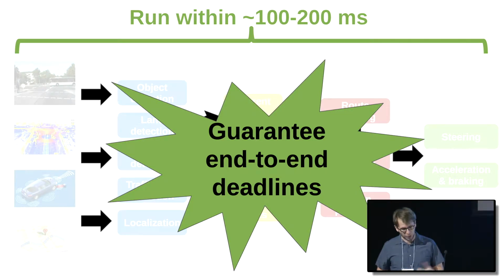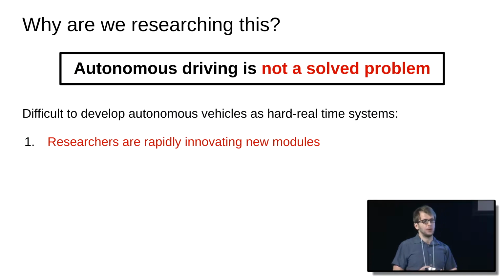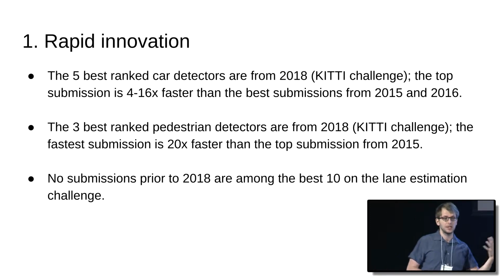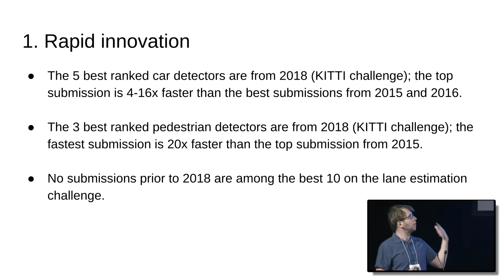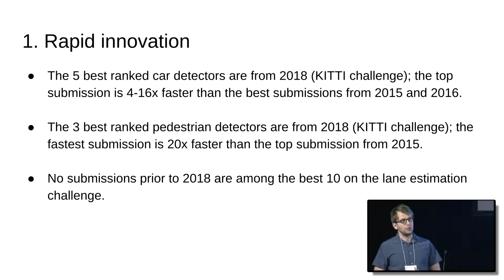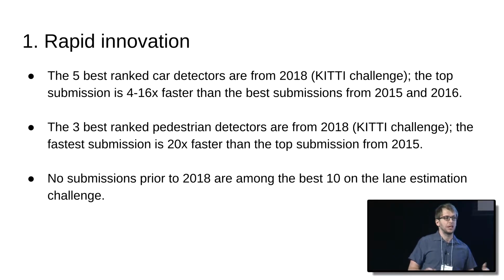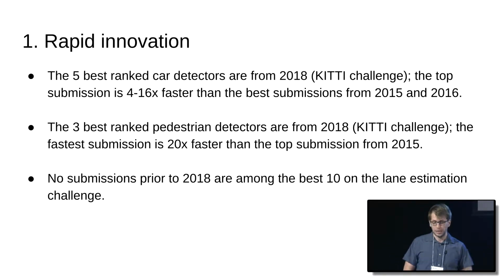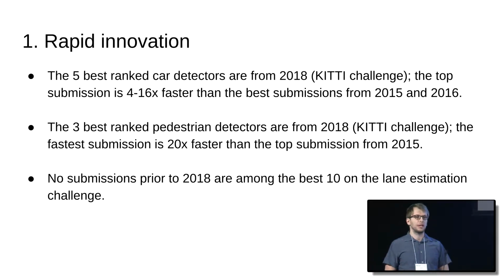The other thing is that autonomous driving is not a solved problem, and this has a bunch of repercussions. At the moment, there's a lot of rapid innovation happening in the space of autonomous driving. If you look at some of the challenges in autonomous driving, you can see that the top 5 best car detector models are all from 2018, and they also run 4 to 16 times faster than the best detectors that existed back in 2015 and 2016. And this applies as well to pedestrian detectors, lane detectors, and so on.